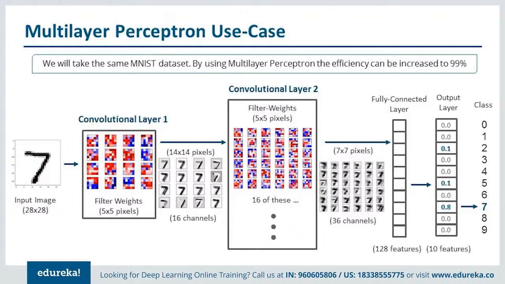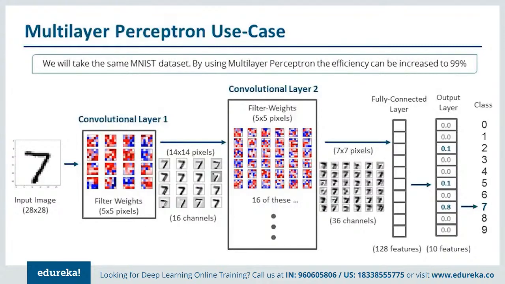We need filter weights for each of these 16 channels, and we need filter weights for each output channel of this layer. Now there are a total of 36 output channels, so there are a total of 16 cross 36, equal to around 576 filters in the second convolutional layer. The resulting images are downsampled again to 7 cross 7 pixels. The output of the second convolutional layer is 36 images of 7 cross 7 pixels each.